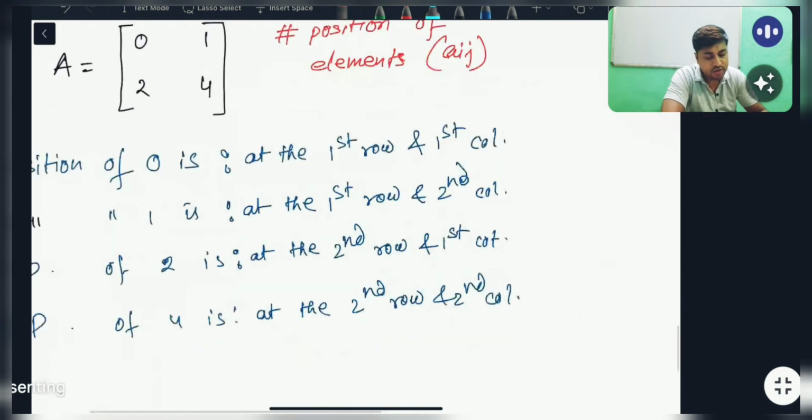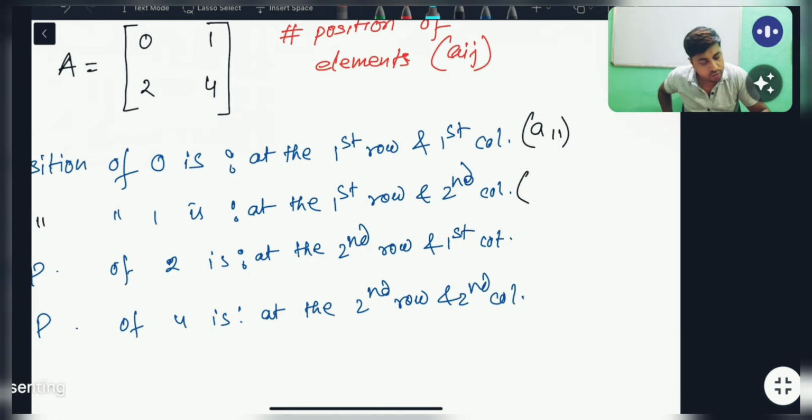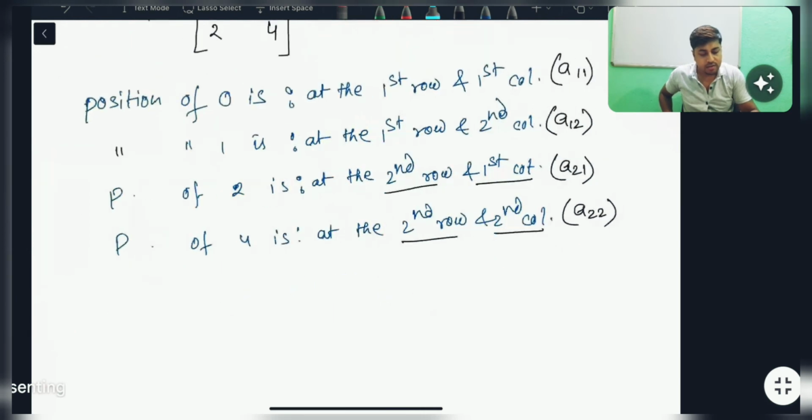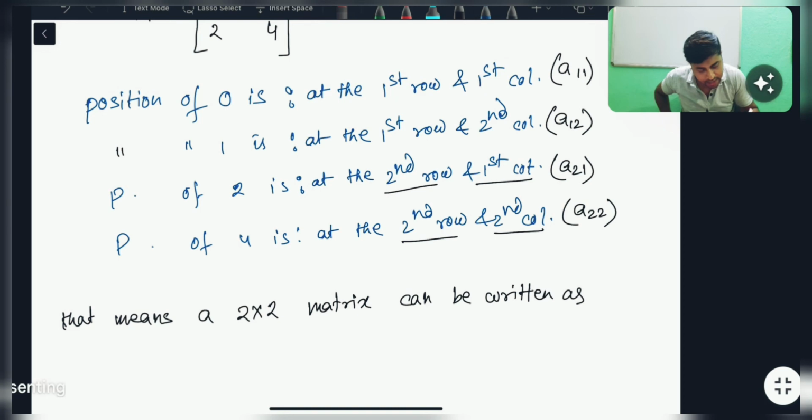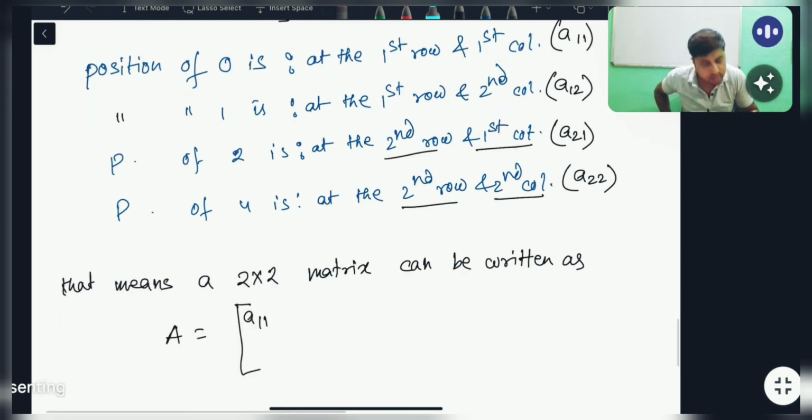Now look, this first row first column, we write it as A11, first row first column, first the row and then the column, okay? Always like that. First row second column means 1 2, A12. Second row first column, that means A21. Second row second column means A22. That means a 2 cross 2 matrix can be written in general as A equals A11, that means at the position of first row and first column, A12, first row second column, A21 second row first column, A22 second row second column.